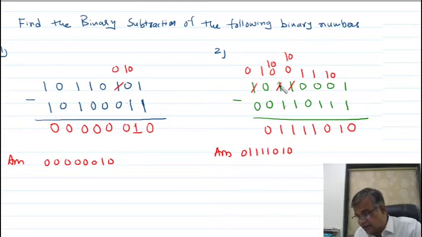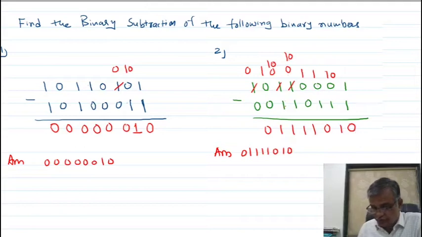Now 0 minus 1 I cannot do. So what I have taken? From this I have taken the borrow. 0, 1, 10. So 10 minus 1 is 1. This 1 minus 0 is 1. 0 minus 0 is 0. So I am getting 1, 1, 1, 1, and 0 like this.